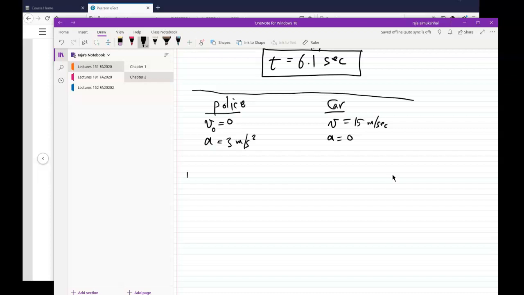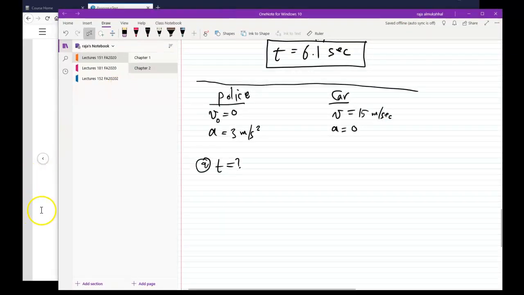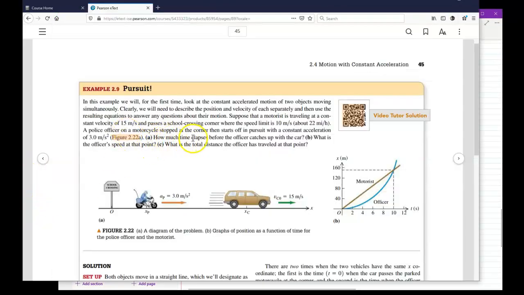The first part of the problem, he's asking for how long it will take the policeman to catch up with the motorist, right? Let me read it again very quickly. He said, how much time elapses before the officer catches up with the car? Okay, so here's how it works. Let's assume the moment the policeman starts moving, the clock starts ticking. I want to know how long it will take him until he gets there.